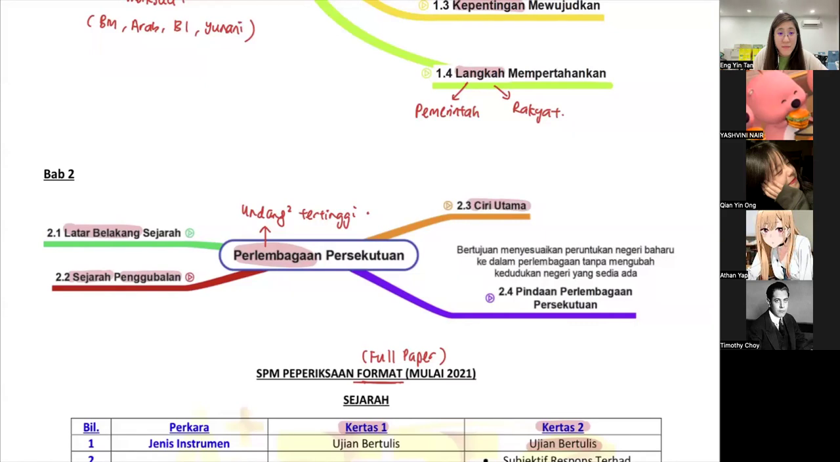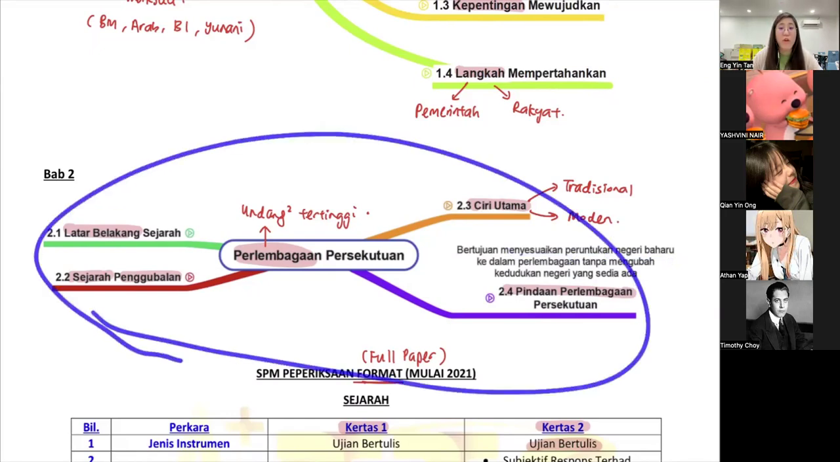When we create our undang-undang, we have ciri-ciri traditional and modern, right? Ciri-ciri traditional and modern. And remember, in your 2.4 here, we talk about pindaan perlembagaan. There are some changes in our law. So what are the changes? And why do we need to change? So dekat sini, I explain. The purpose of doing this pindaan, changing, upgrading, is because some new states joined our country. I told you, new changes. So we need to adapt to the situation, menyesuaikan peruntukan negeri baru. So this is the overview of your chapter 2.